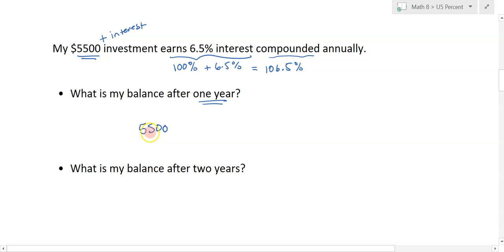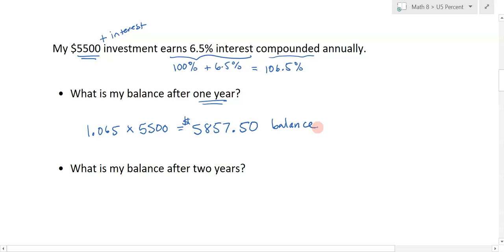So I can take my 5,500 and find 106.5% of this. Or in other words, if I divide by 100, I get 1.065 of that. So if I calculate 1.065 multiplied by 5,500, I get $5,857.50. That's my balance, how much money I have in the bank after 1 year.